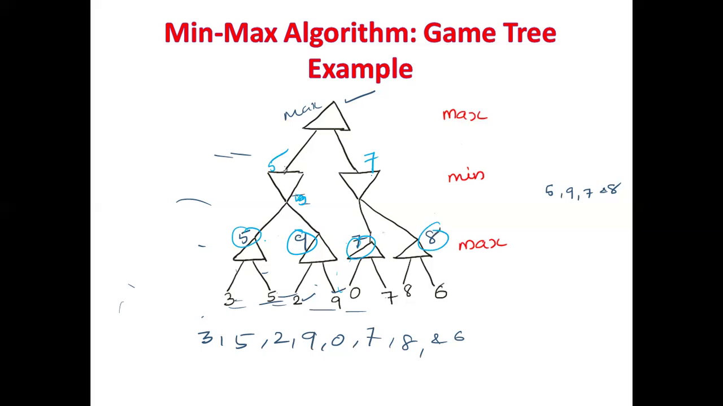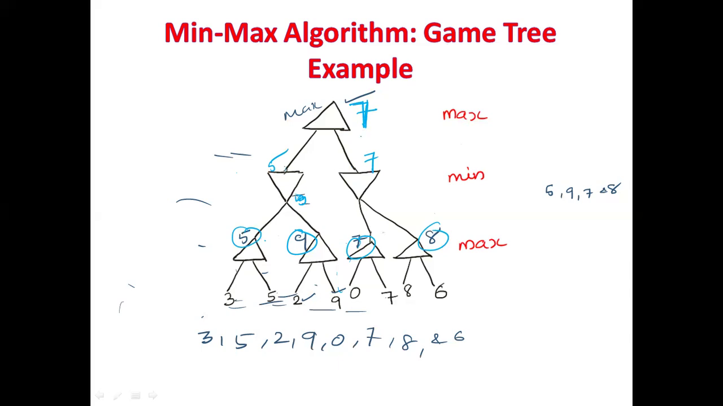Now the max player at the root must make a final decision. Since max always selects the highest possible value, it must choose between 5 and 7. Comparing both values, max selects what? 7. Why? Because 7 is the highest among the available choices. Among 5 and 7, 7 is the highest.